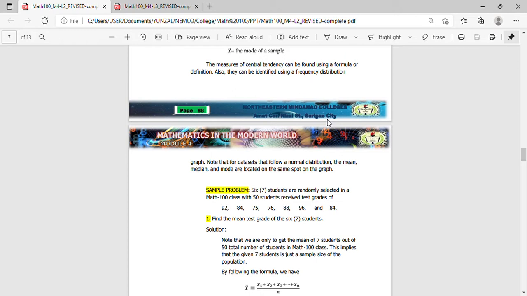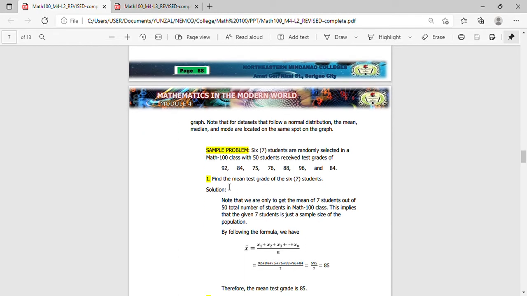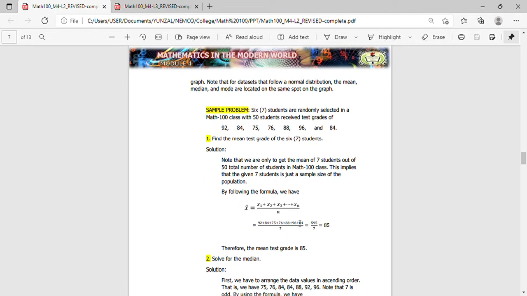So, in here, for us to find the mean, it's so easy. You will just have to add them: 92 plus 84 plus 75 plus 76 plus 88 plus 96 plus 84. And then you divide by how many there are in total, and we get 595 over 7, which is equal to 85. That's very simple. That is now the mean of that problem. Therefore, the mean test grade is 85.